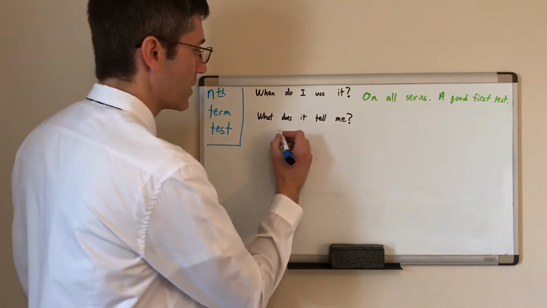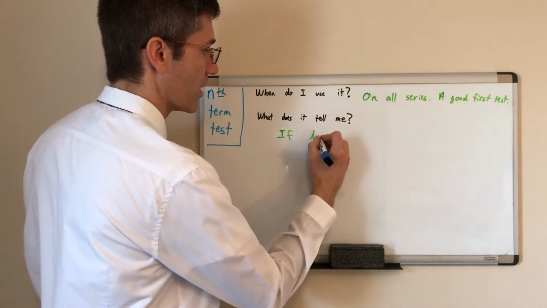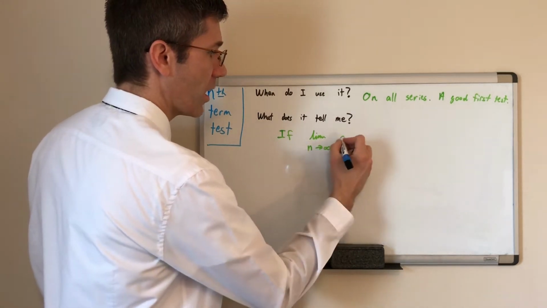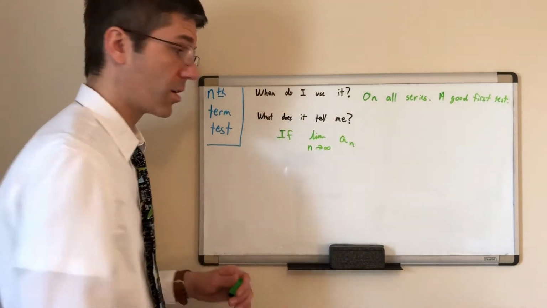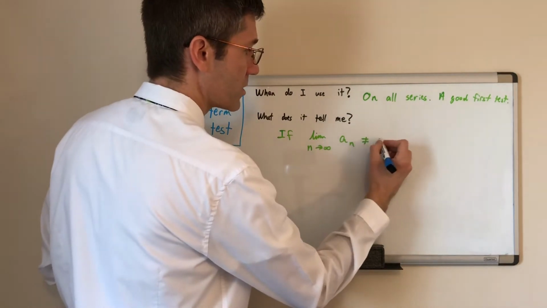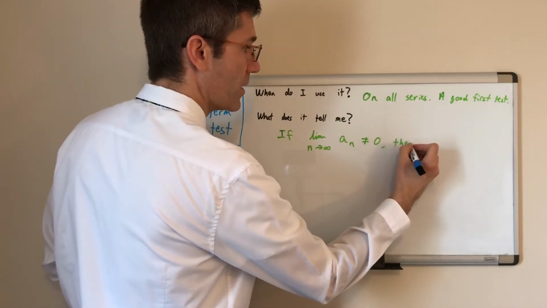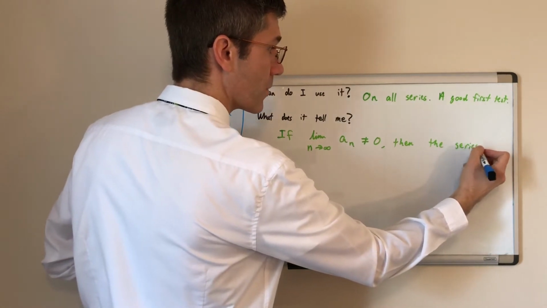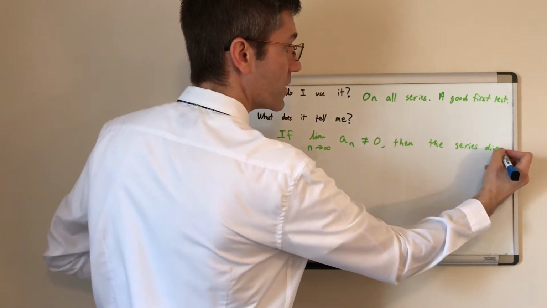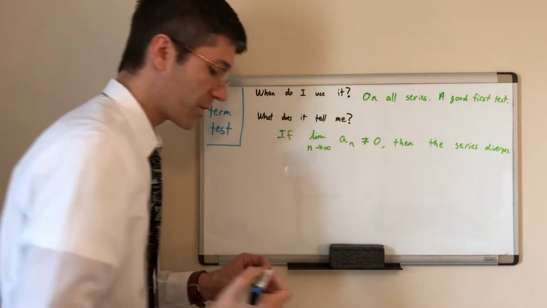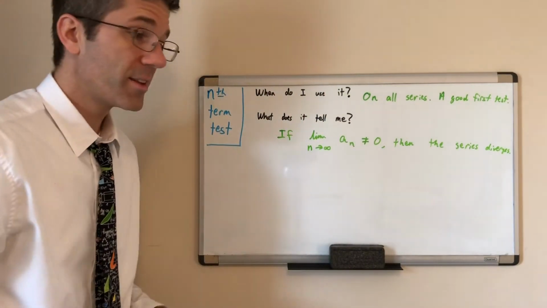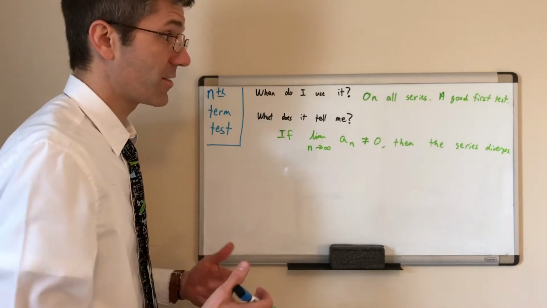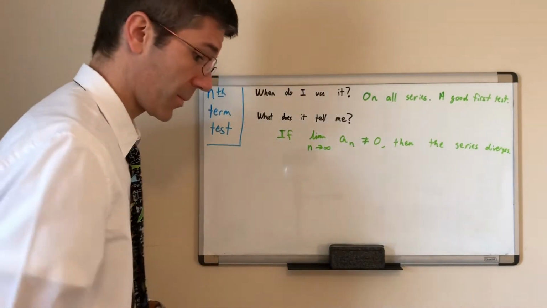It tells me that if the limit as n approaches infinity of the nth term does not equal 0, then the series diverges. So if I want to know if something converges or not, this is a really good way to tell if I'm wasting my time from the very beginning, just to see if it diverges. So let me give you a couple examples very quickly.